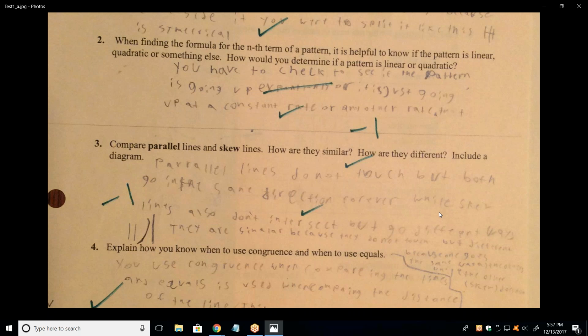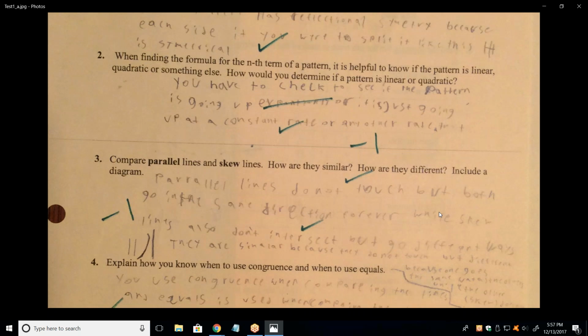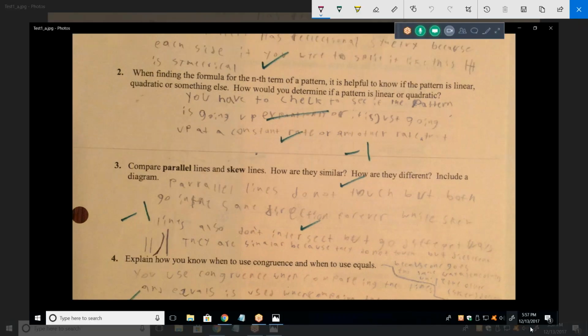How can I determine if a pattern is linear or quadratic? It's a much easier explanation. It's linear if each number is separated by the same amount. It's quadratic if each number is multiplied by the same amount. If I want a pattern that's linear, I just have to separate every number by 2. That's a linear pattern. It's called an arithmetic sequence also.